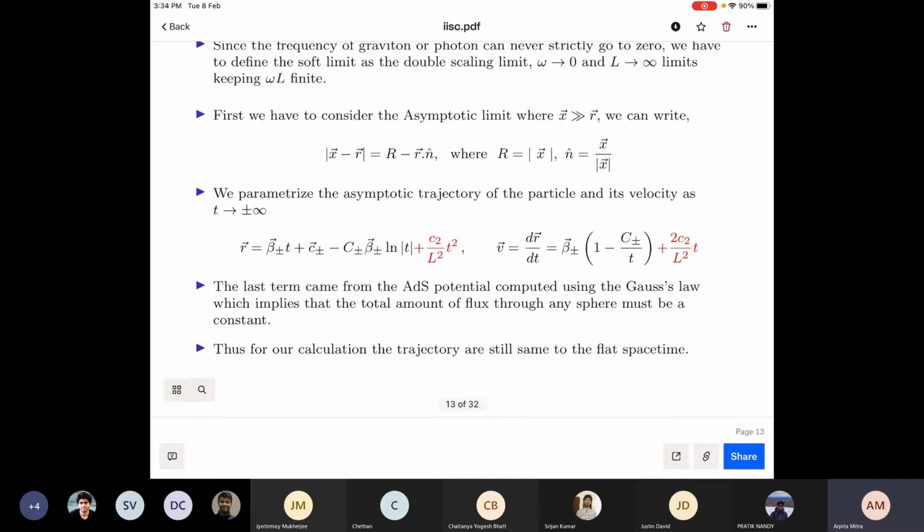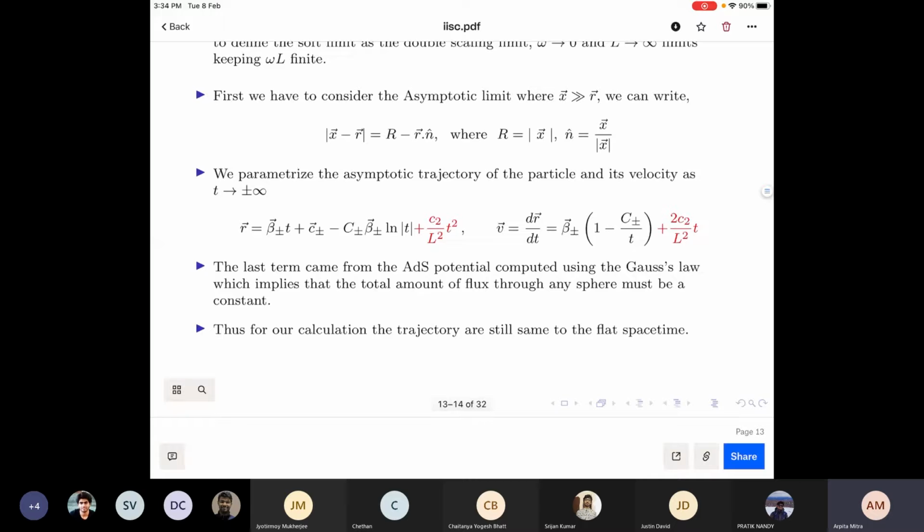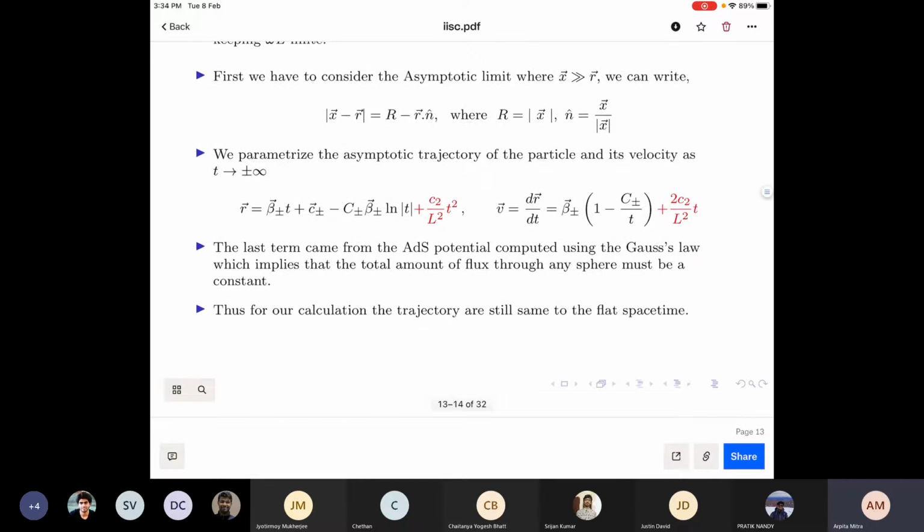I have already explained that in flat space in d equal to 4, due to this long range interaction, there is a log t term. But for the AdS case, if we consider the Gauss law, that the total amount of flux through any sphere must be a constant, we can compute the potential, and from the potential we can calculate the force. From that force we can see that for the AdS potential, if you want to parameterize the asymptotic trajectory, it will go like 1 by L square t square, and the velocity will go like 1 by L square t.